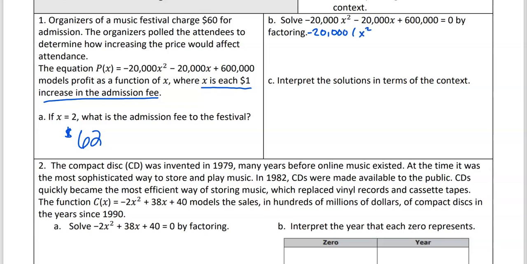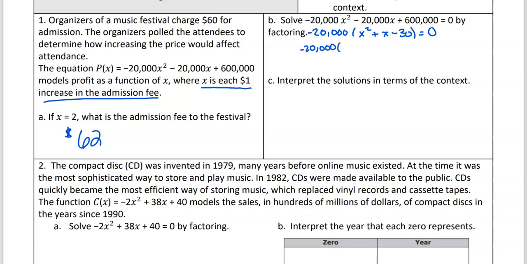You should be left with X squared. Then what? Plus X. And then minus, what, 30. 600,000 divided by 20,000 is 30. That makes sense. All right, so does that negative 20,000 do anything to my factors? No. Or to my solutions? No. It is a scalar technically, but that does nothing for me.